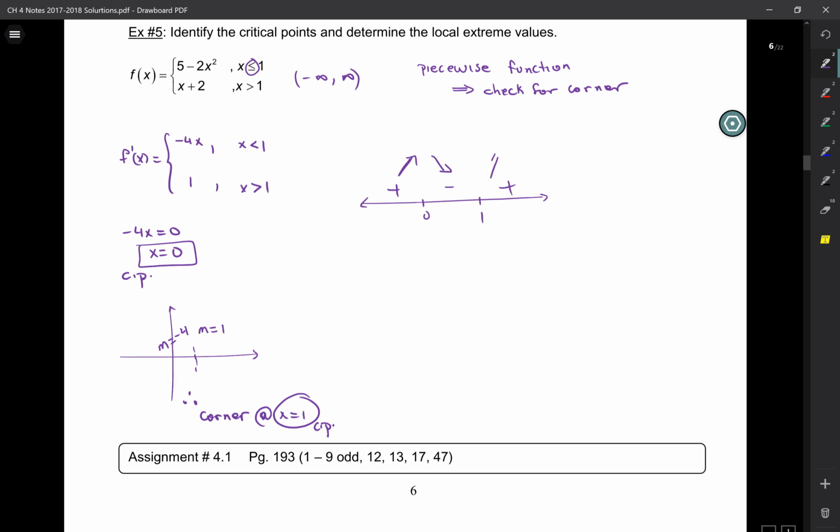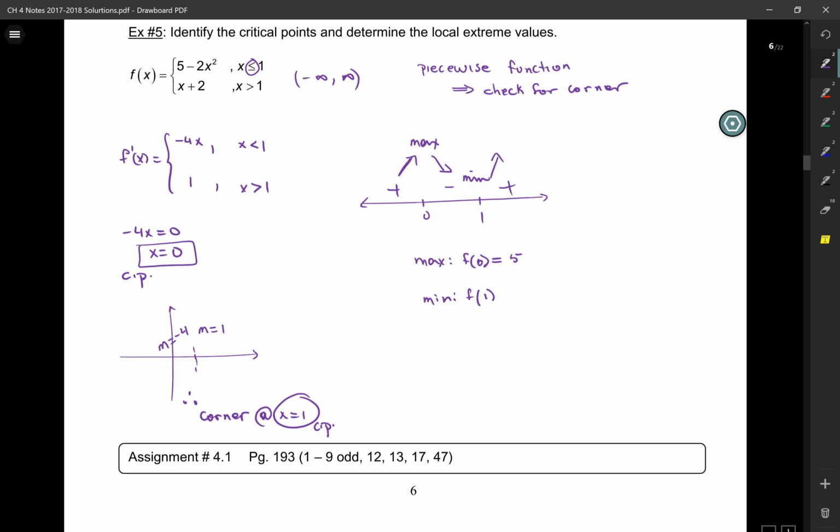Oh, I see. There's a maximum and a minimum. Since it's past 1, you use the little one on the bottom. So you use the piecewise function to guide where you're plugging in. So the maximum is f of 0, which equals how much? 5.